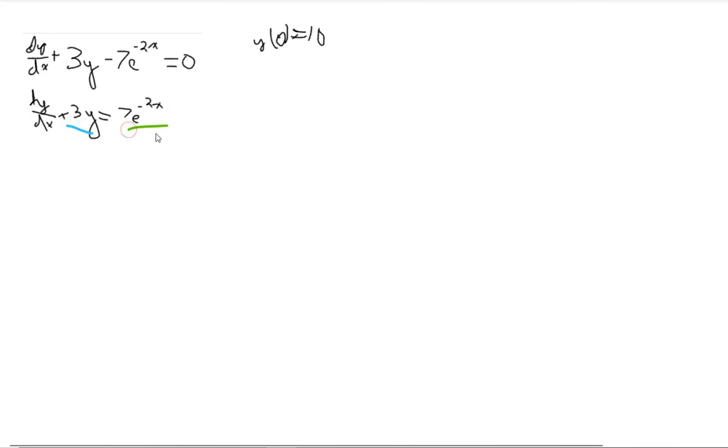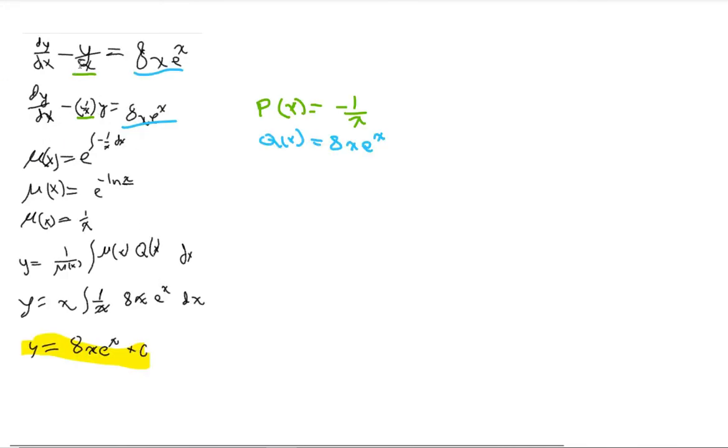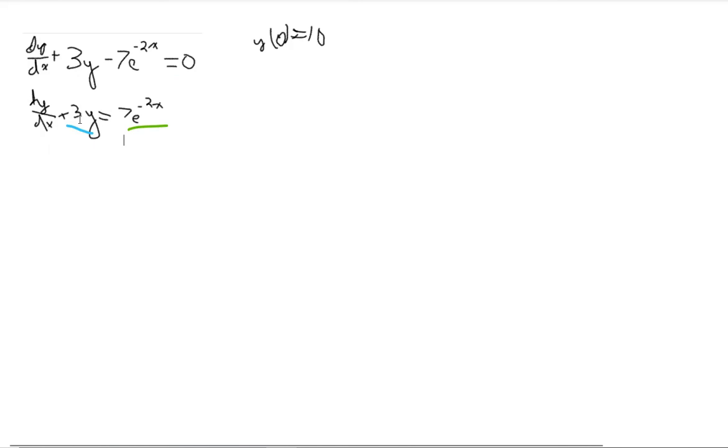Okay, so let's write down our p of x and our q of x. Remember in the last question, I underlined this term and pulled out the x and separated it. But in this one, we don't have an x. So our p of x is just 3, everything except for y. Now our q of x is this whole entire term on the right, 7e to the negative 2x. Okay, so we have our p and our q.